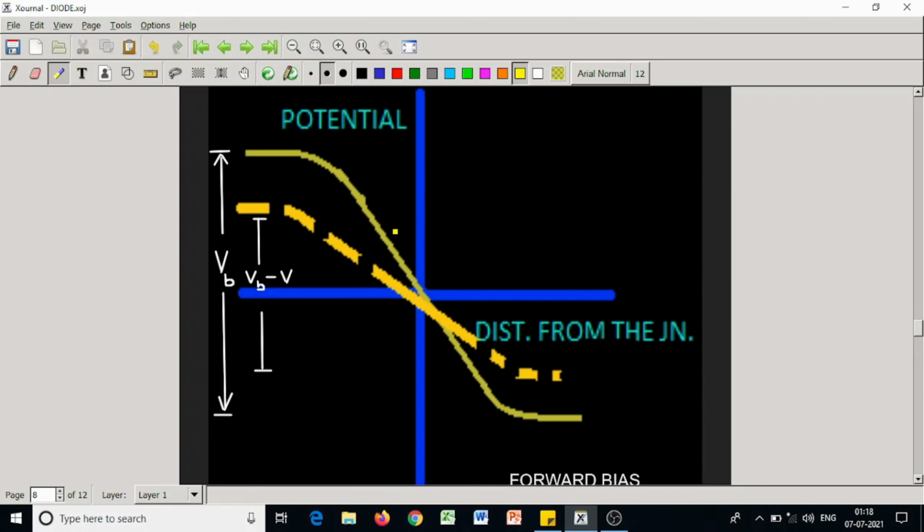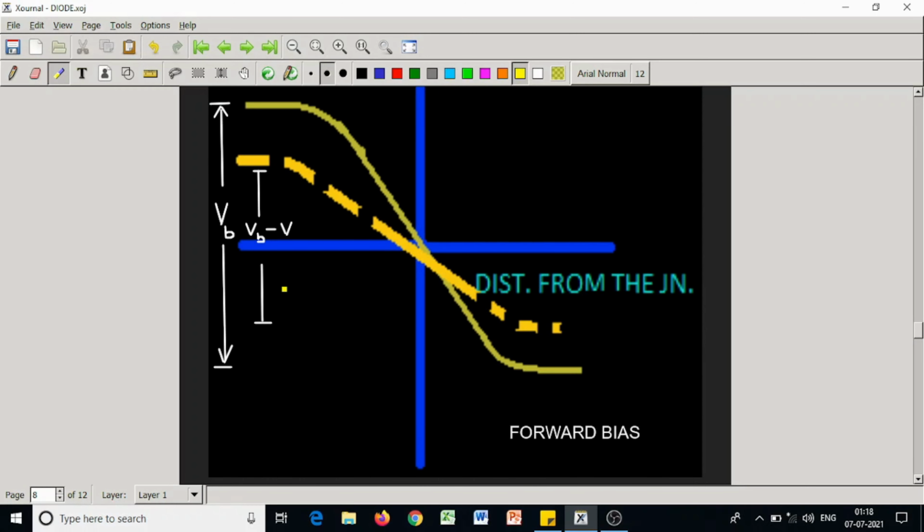When it is forward biased, this is the potential barrier. This is the potential barrier VB voltage. When a forward bias V is applied, this potential barrier is decreased by an amount V, so the value is VB minus V. This is the forward bias condition.